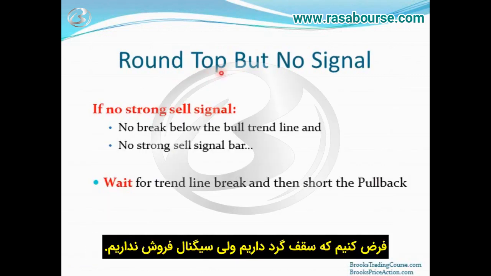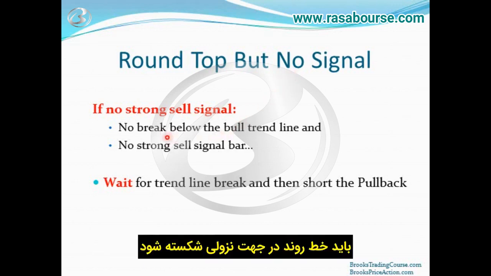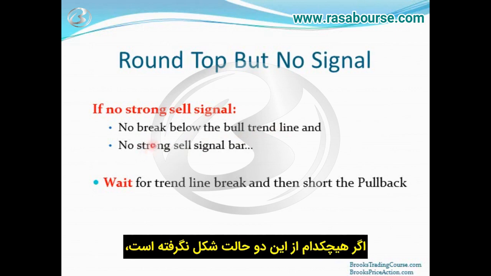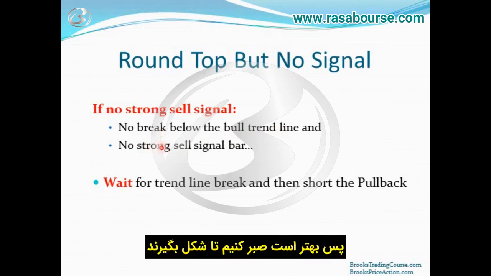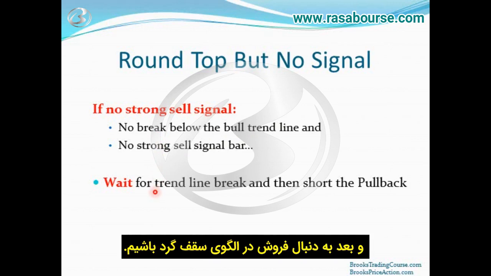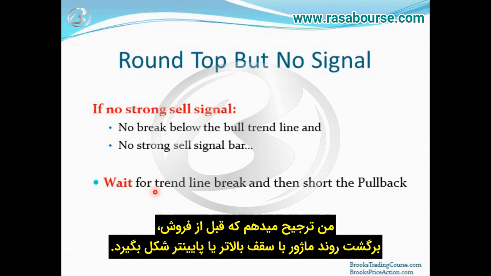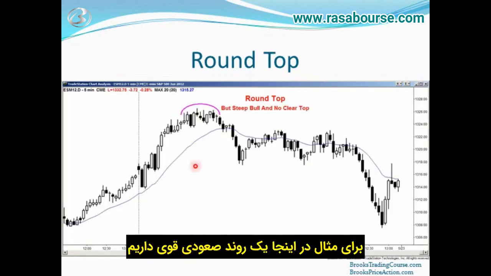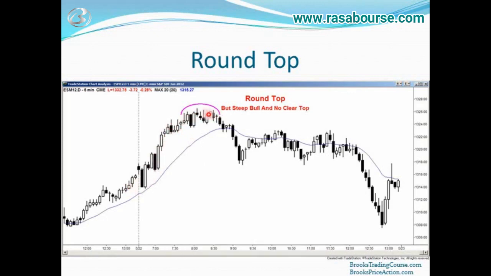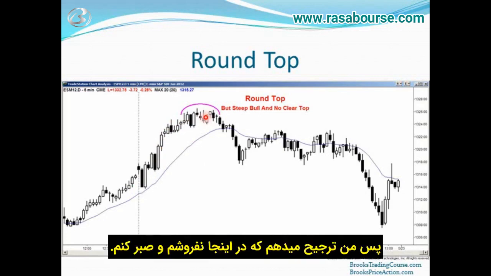Let's say there's a round top but no sell signal. You need a break below the bull trend line, and you need a strong signal bar. And if you don't have both, it's better to wait until we get them before looking to short the rounded top. I would rather have it be a higher high or a lower high major trend reversal before shorting. So for example, here we have a strong bull trend and we're forming a rounding top, but we don't have a trend line break. So I probably would not take this short, and I would wait.